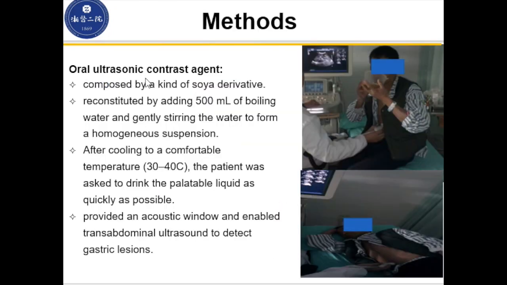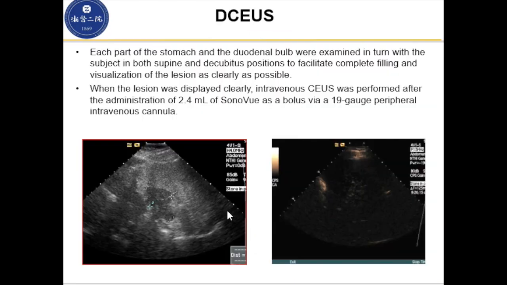The oral contrast agent is composed of a kind of starch derivative. It can be reconstituted by adding 500 ml of boiling water and gently stirring to form a homogeneous suspension. After cooling to a comfortable temperature, the patient was asked to drink the palatable liquid as quickly as possible, and this can provide an acoustic window and enable transabdominal ultrasound to detect gastric lesions.